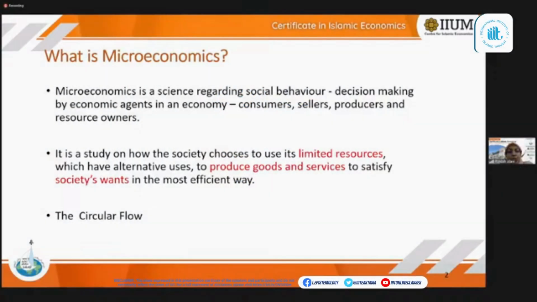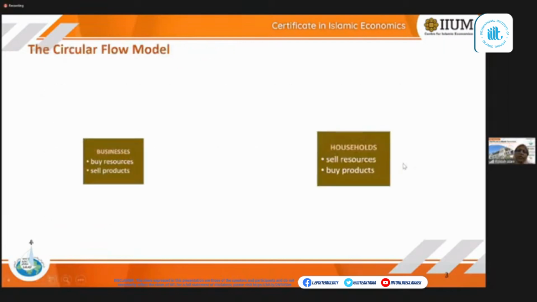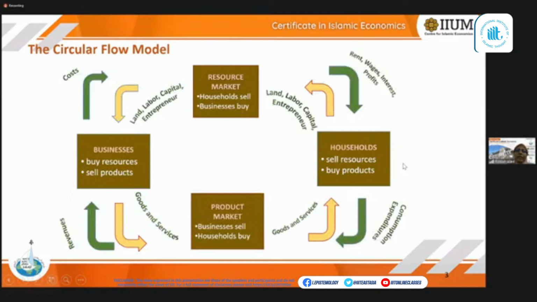Demanded by the society. And when the resources are used, they have to be used in the most efficient manner, so that the society's well-being will be taken care of. In my normal lecture, this circular flow will be discussed at the end, but because we have short time, I thought it would be good if I start with this first.